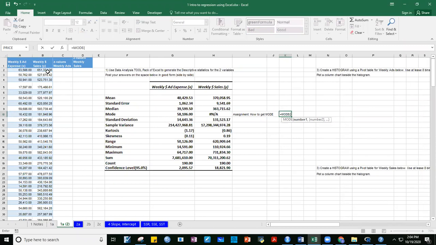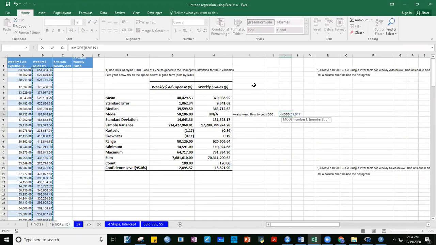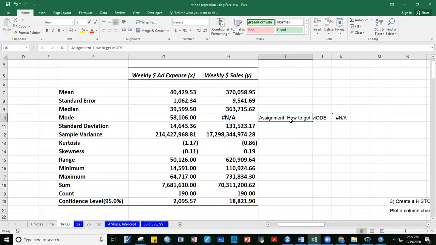If you highlight this, I'm trying to get the mode. Okay, bakit kaya NA, no? Nag-NA siya, no? So does that mean that walang mode si weekly sales? Okay, so kindly find that out. Okay, babalikan natin yan next Wednesday.